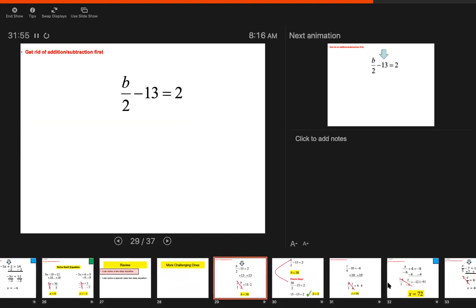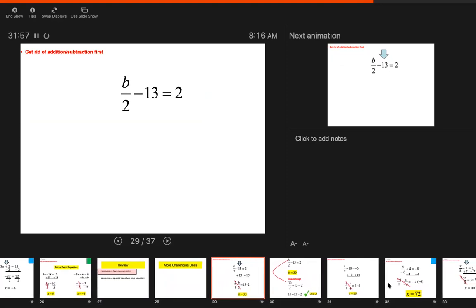Okay, look at it. What 2 numbers do I need to get rid of? 2 and 13. What did I always recommend to get rid of first when you have a 2-step equation? Addition, subtraction. So what's being added or subtracted here? Let's get rid of the 13 first. How do you get rid of negative 13? Okay, so we're going to add 13 to both sides. 2 plus 13.